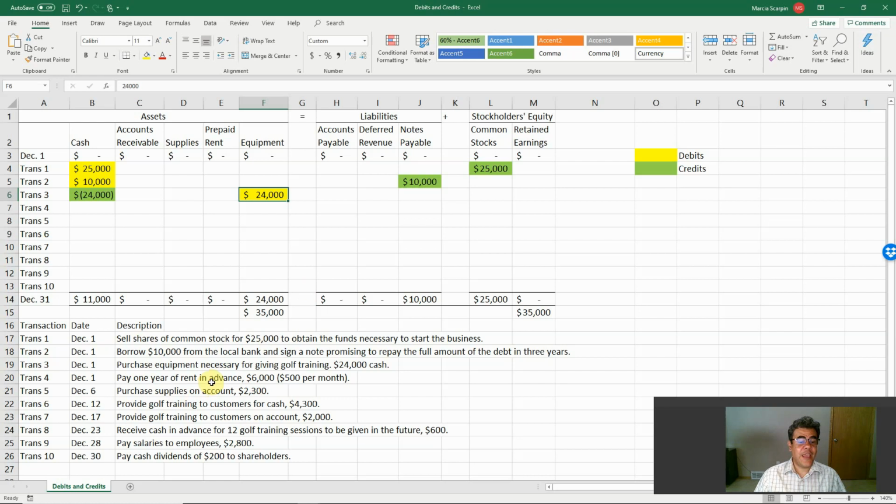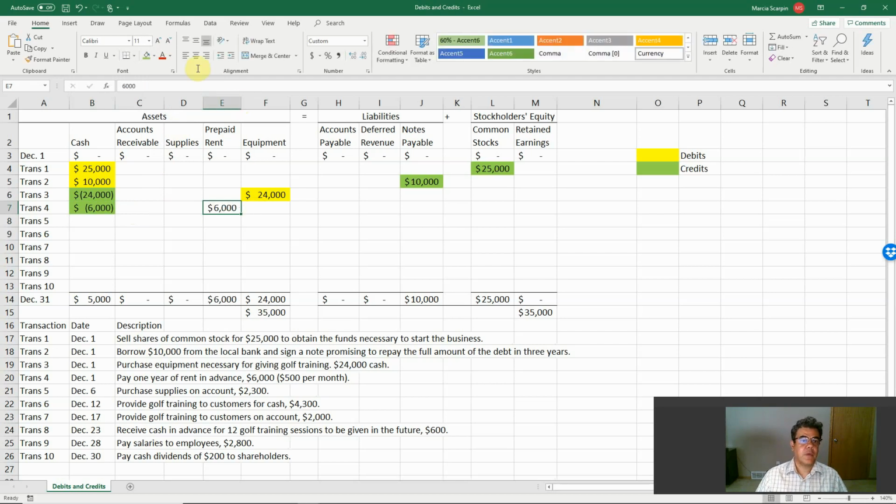Transaction four, pay 1 year of rent in advance. So it is not an expense, it is our prepaid rent. It will be an expense over the months or over the years, here over the months. So let's do it. We are paying negative 6,000, credits because it is decreasing our assets. Prepaid rent 6,000, increasing it, our yellow.